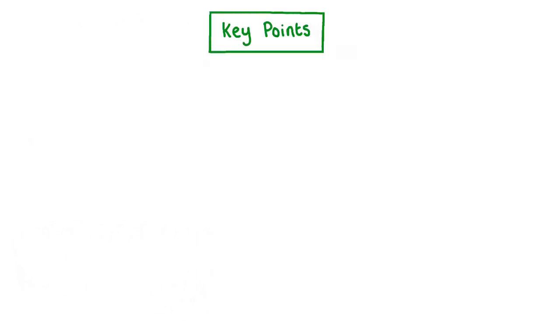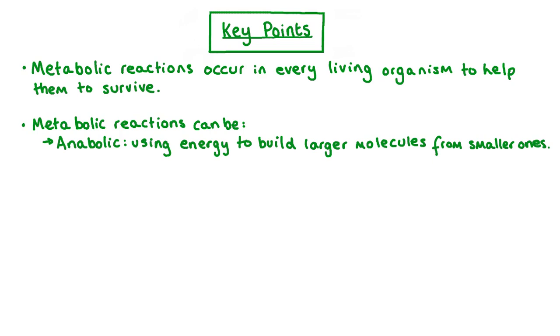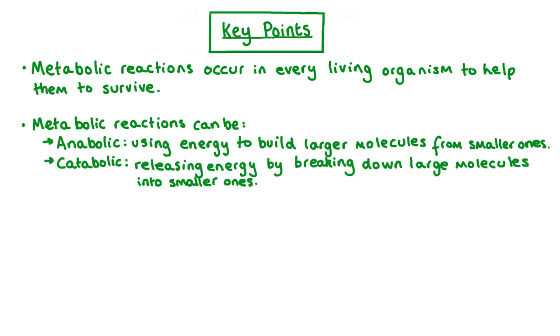Let's have a look at some of the key points that we have addressed in this video. Metabolism describes all the reactions occurring in the cells of a single living organism, and these metabolic reactions help us all to survive. Metabolic reactions can either be anabolic, where small molecules are built up into larger molecules using an input of energy, or the reactions can be catabolic, where large molecules are broken down into smaller ones, releasing energy.